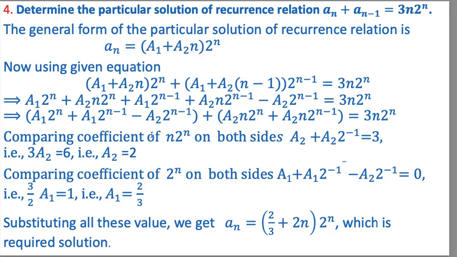If we compare the coefficient of 2 raised to power n on both sides, here we have a1, here we have a1 into 2 raised to power minus 1, here we have a2 into 2 raised to power minus 1. On the right hand side, we don't have a term containing 2 raised to power n, so it is 0. So a1 plus a1 upon 2, 2 inverse means 1 upon 2, is 3 by 2 a1. a2 is 2, so 2 into 2 inverse is 1. Shift this to this side, so 3 by 2 a1 equal to 1 means a1 equal to 2 upon 3. So substituting all the values, we get an equal to 2 by 3 plus 2n, times 2^n. So this is the required particular solution of the given recurrence relation.